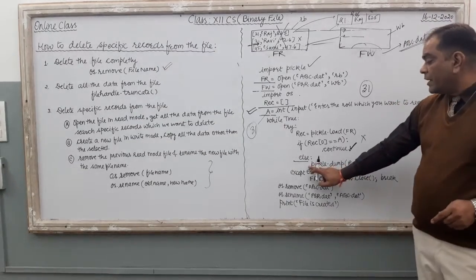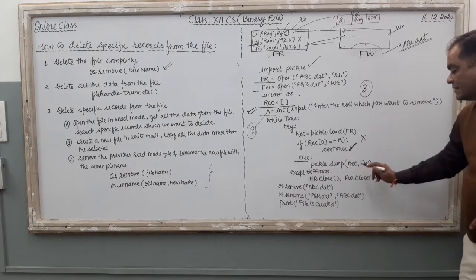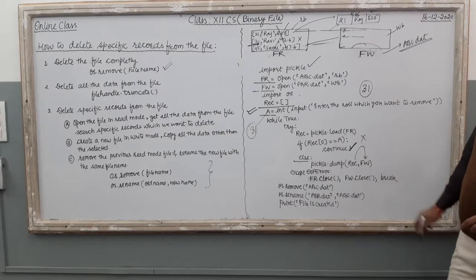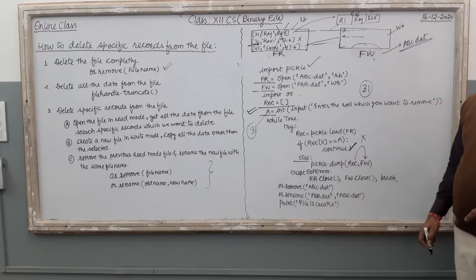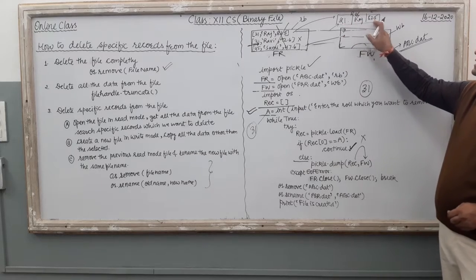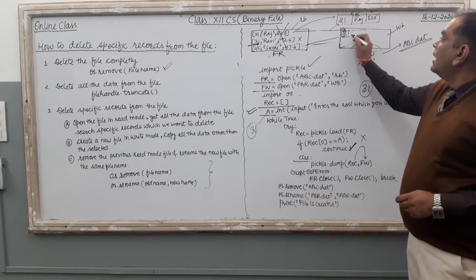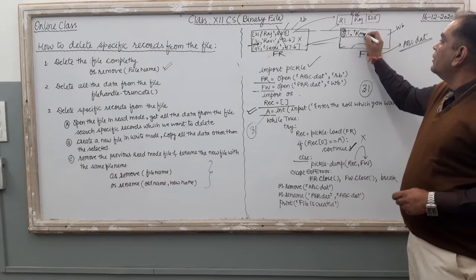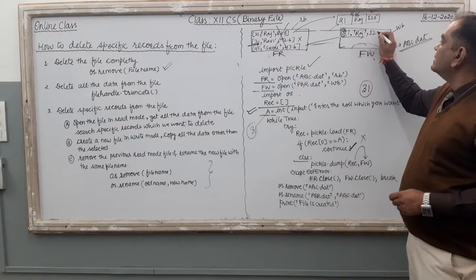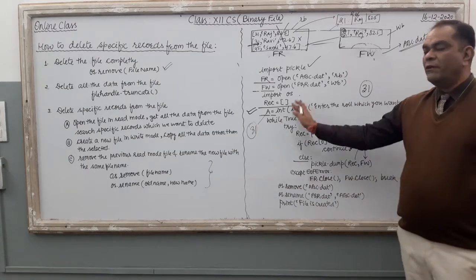It continues the operation. Inside the else I use pickle.dump rec fw. It is the fw variable, right? rec.fw. Rec means 21, Raj 82.5. Now the same record, it is written in the new file variable like this. Done. Now the next time the loop will start.